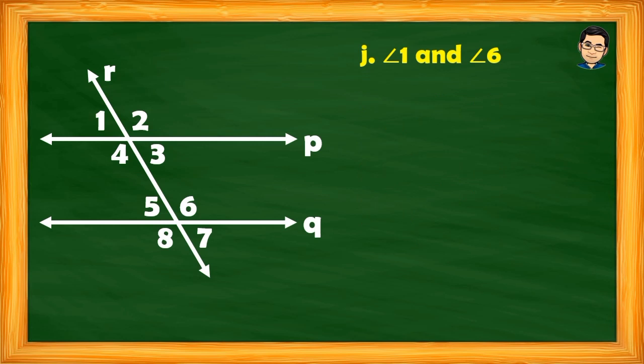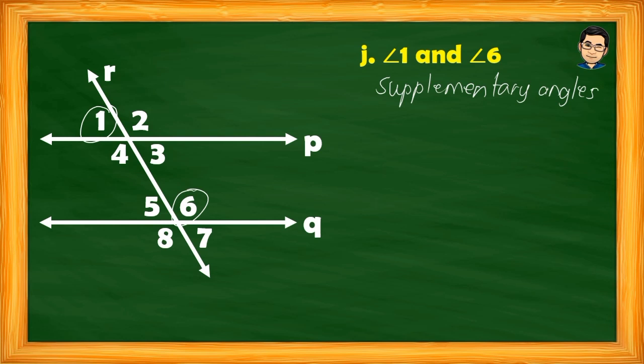Letter J, angle 1 and angle 6. So angle 1 and angle 6. Okay. So ang relationship po ng ating angle 1 and angle 6 ay supplementary angles. Ayan. So supplementary angles po sila.